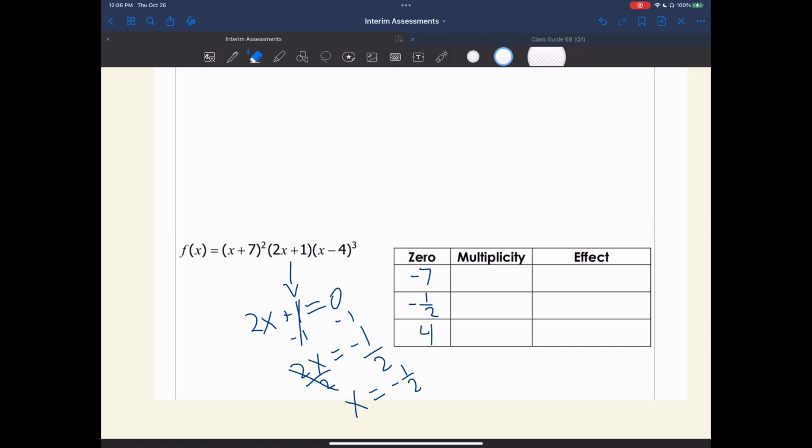Okay, for the multiplicity, we're just going to look at the exponents. I got a 2, I've got technically a 1, and then I've got a 3. So I'm going to fill that in, 2, 1, and 3. And the effect, if it's an even multiplicity, it's going to bounce at the x-axis at -7. And then these other ones, it's just going to cross because those have odd multiplicity.